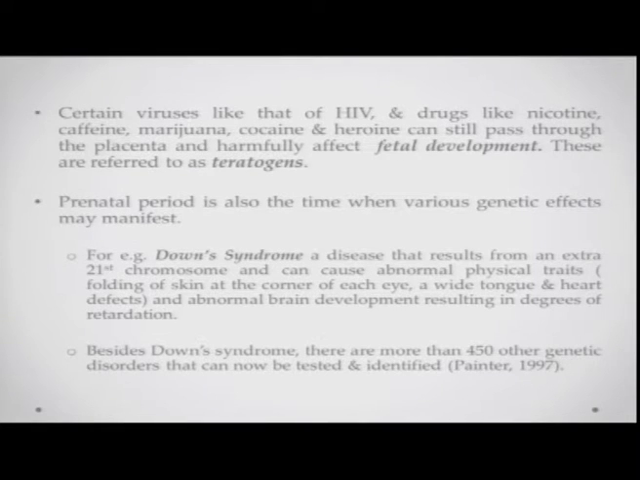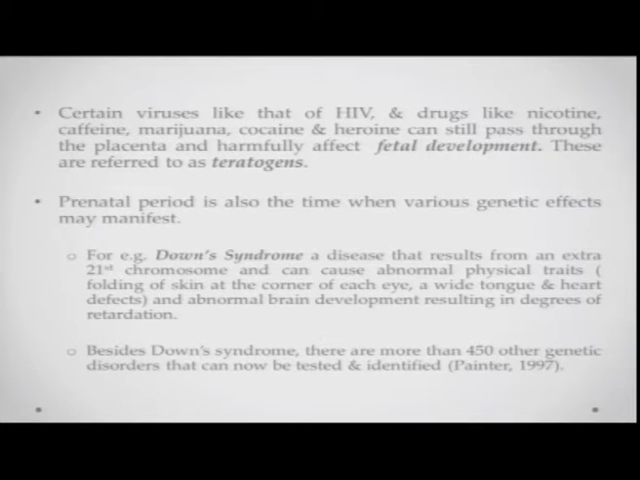Now, this prenatal period is also a time where various genetic effects might manifest. For example, there is this disease called Down syndrome, and I am sure you might have heard of it somewhere. Down syndrome is basically a disease that results from an extra 21st chromosome and can cause abnormal physical traits. Some of the physical anomalies that can be manifested are folds of the skin at the corner of each eye, a tongue that is much wider than normal, and defects with respect to how the heart is supposed to function.